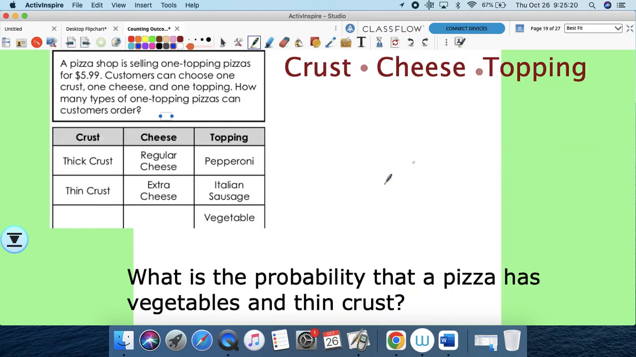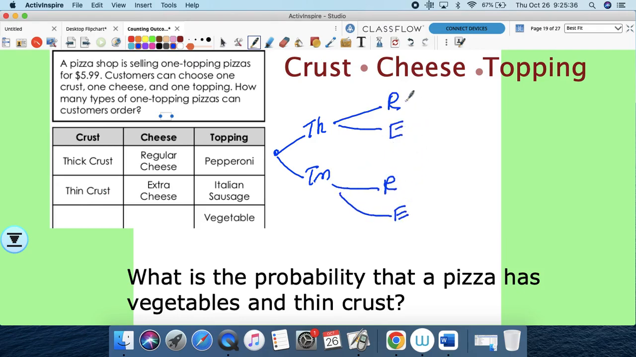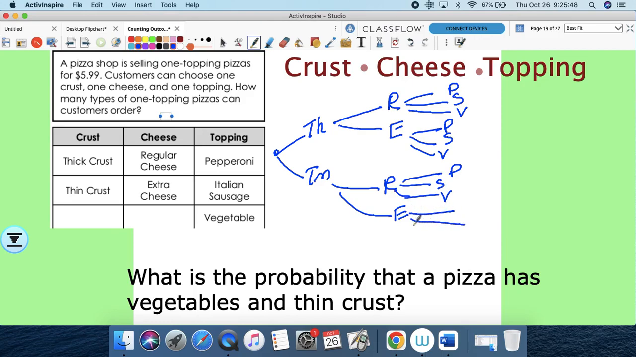We did this again, and I'm quickly going to do it. So crust. So again, thick and thin, right? I'm going to write T-A, T-N. Regular cheese, extra cheese. Regular cheese, extra cheese. Pepperoni, sausage, vegetable. Pepperoni, sausage, vegetable. Pepperoni, sausage, vegetable. Pepperoni, sausage, vegetable. And then last one, pepperoni, sausage, vegetable.